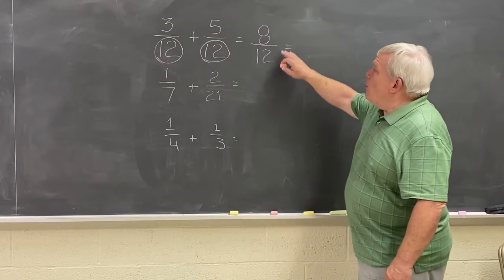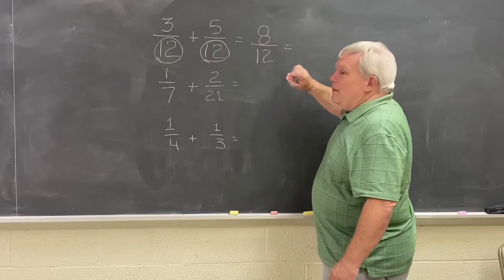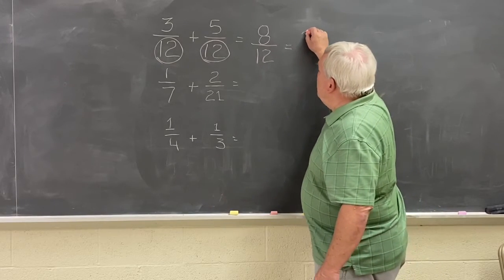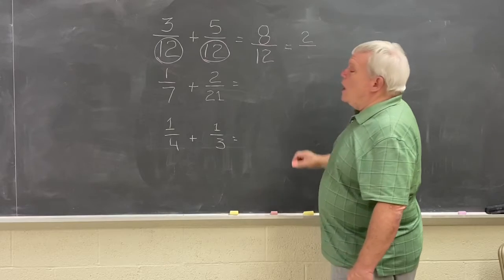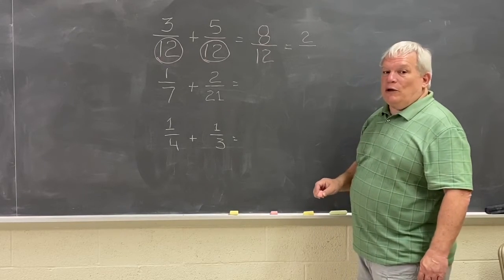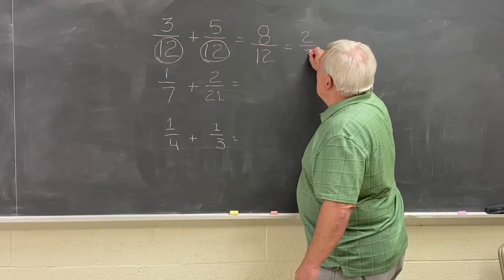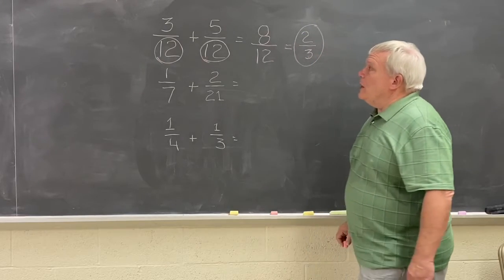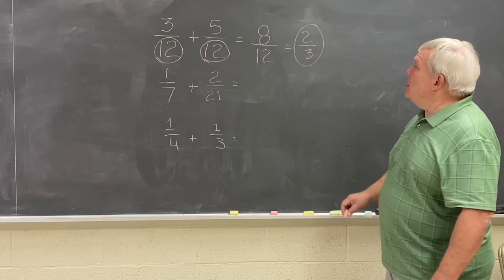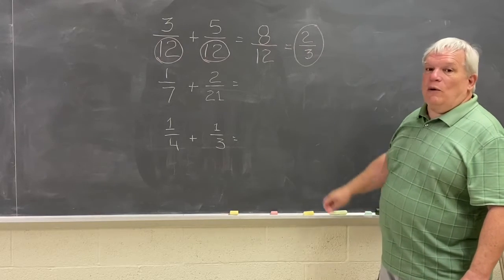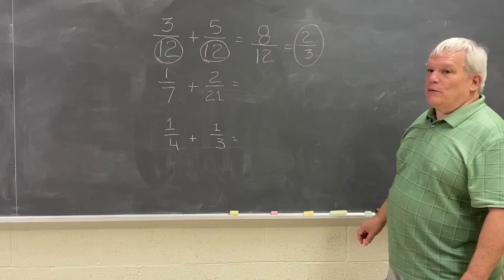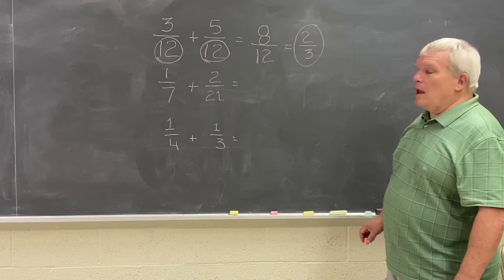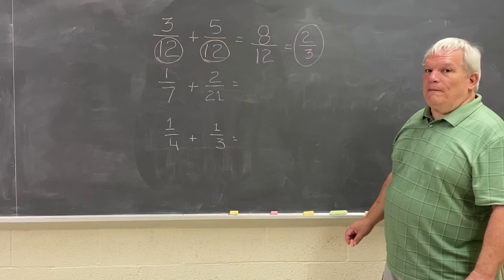And that number is 4. So I'm going to divide 4 into 8. How many times does 4 go into 8? 2. And 4 into 12? How many times does 4 go into 12? 3. So my answer is 2/3. So 3 twelfths and 5 twelfths is actually equal to 2/3 in simplest terms. Any questions so far?